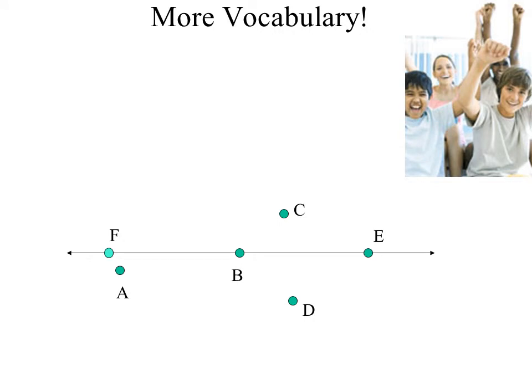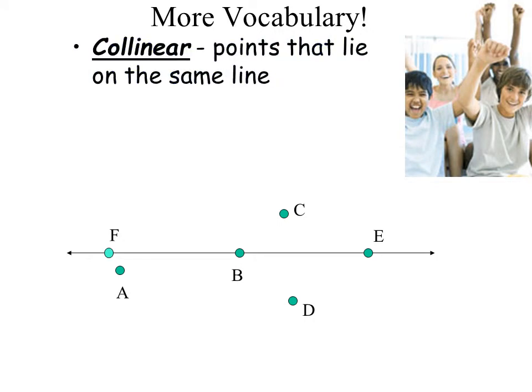So let's look at some more vocabulary. Collinear are points that lie on the same line. Notice that the word line is in collinear to help you remember what it means. So if I said name 2 collinear points, well, here you have this line, and you could say FB are collinear or BE are collinear.